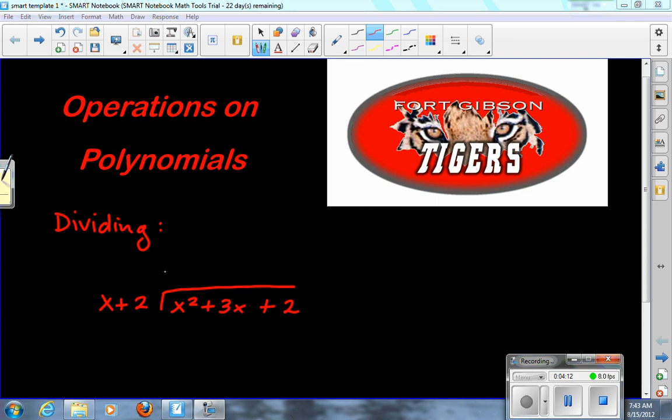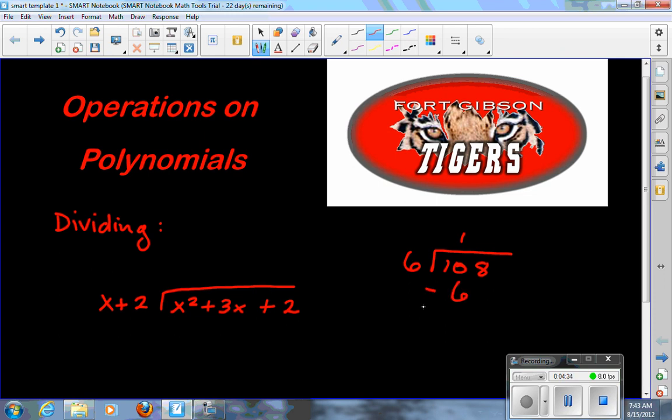And lastly, if you want to divide polynomials, so this would be a trinomial divided by a binomial, what you do is you refer back to that old long division like this. And you'd say, how many times does 6 go into 1? It doesn't. So how many times does 6 go into 10? It goes once. Okay, then I'll multiply this back down, and then I draw a line, change the sign, and subtract these two. So 10 minus 6, that's a 4, and bring my 8 here.